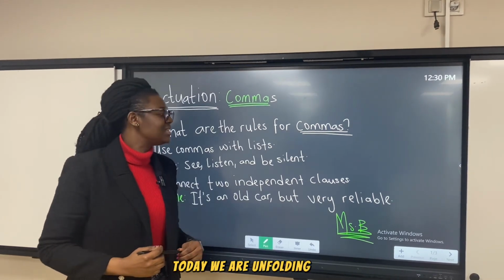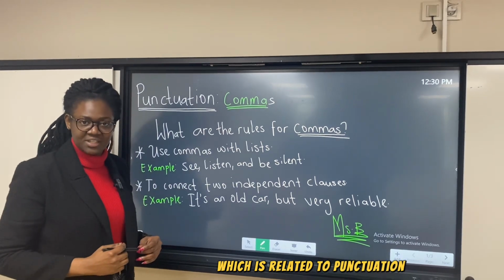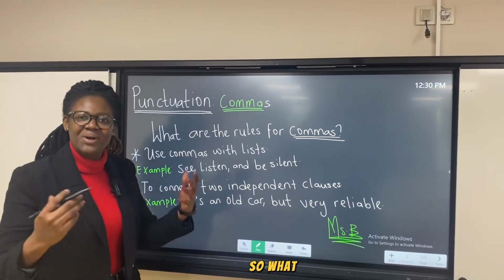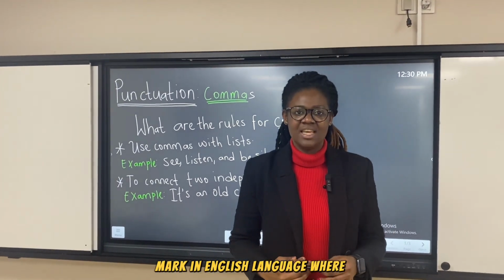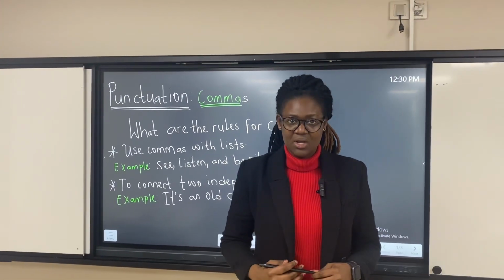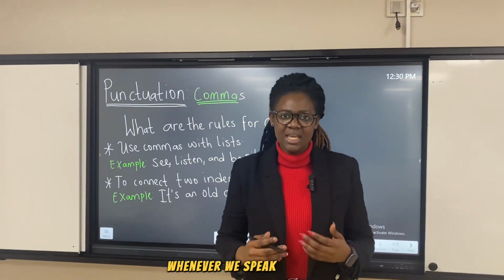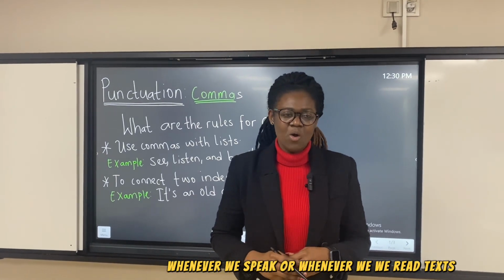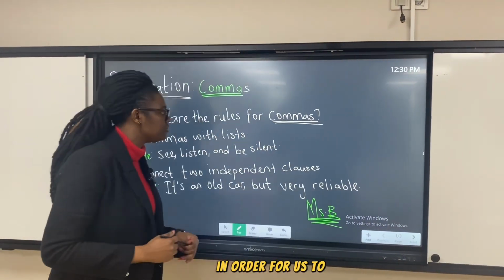Today we are unfolding our continual segment, which is related to punctuation, and I'll be talking about commas. So, what is a comma? A comma is a punctuation mark in the English language which indicates a pause in a sentence or in phrases or clauses. Whenever we speak or read text, we have to make use of a comma because it is a break in order for us to read easily.